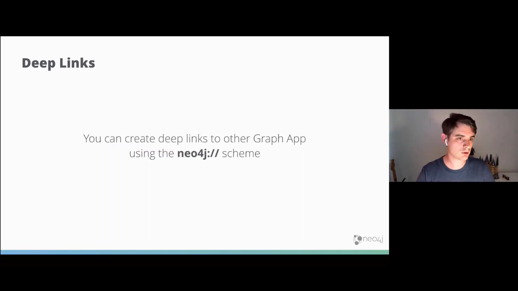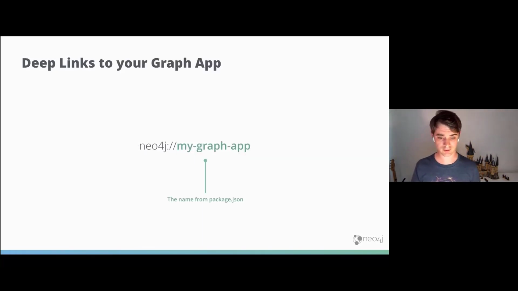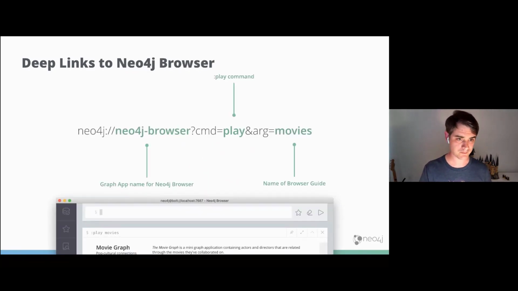Once you've built your graph app, you can also provide deep links. You can use the neo4j scheme, and that will allow you to create links to other graph apps, or from other websites to your graph app itself. To link to your graph app, you would use the name from package.json after the neo4j scheme. You can provide a link to Neo4j Browser, so you would use neo4j-browser for that.